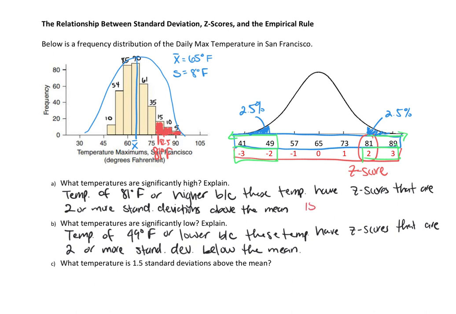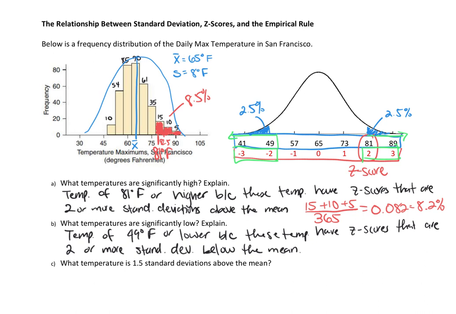So let me just do the math off to the side here. 15 days plus 10 days plus 5 days where temperatures are higher than 81 degrees Fahrenheit. That's out of 365 days. So that gives us a probability or a proportion of approximately 0.082 or 8.2%. So we expect that approximately 8.2% of daily maximum temperatures are going to be 2 or more standard deviations above the mean.